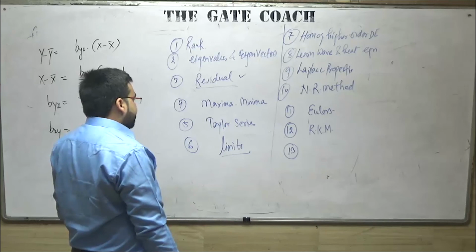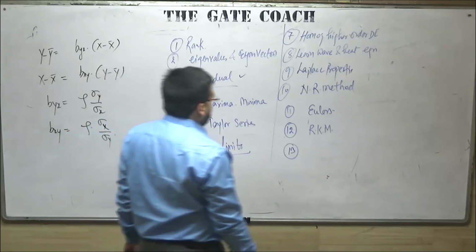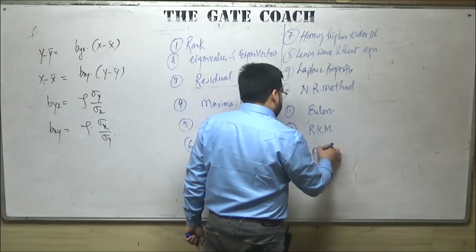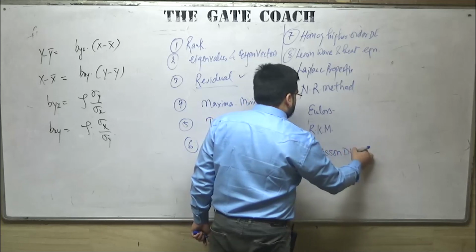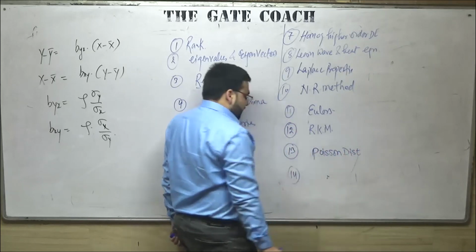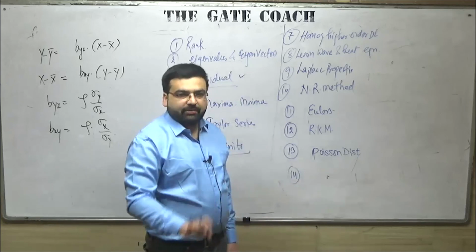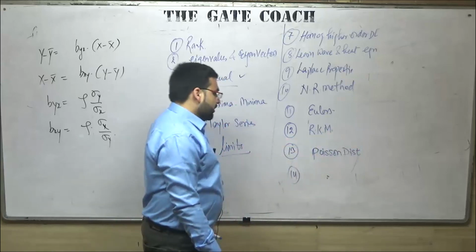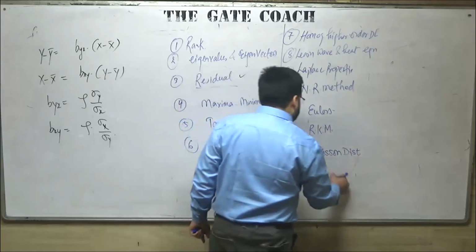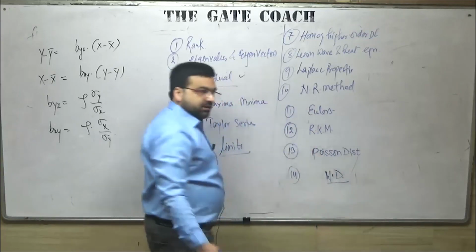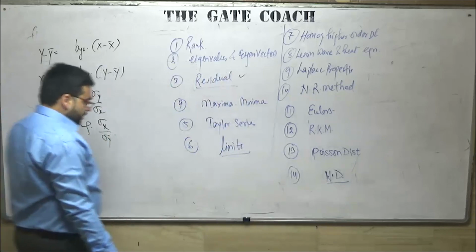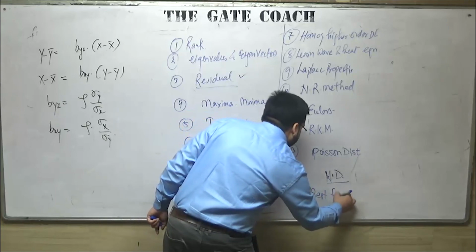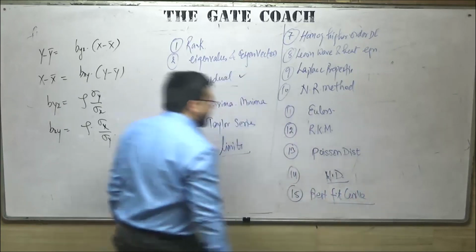Let us move to the last chapter, probability and statistics. Number 13, Poisson distribution. I am assuming that you can do conditional probability very easily, because we have already done that in classes 11 and 12. Number 14, the normal distribution, important, including the properties of the normal distribution curve. Number 15, the best fit curve. So these are the 15 topics, dear students.